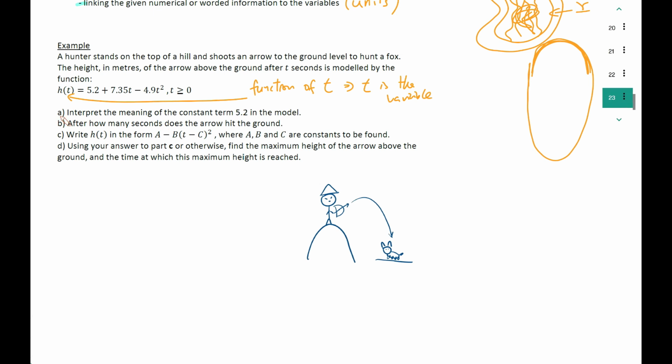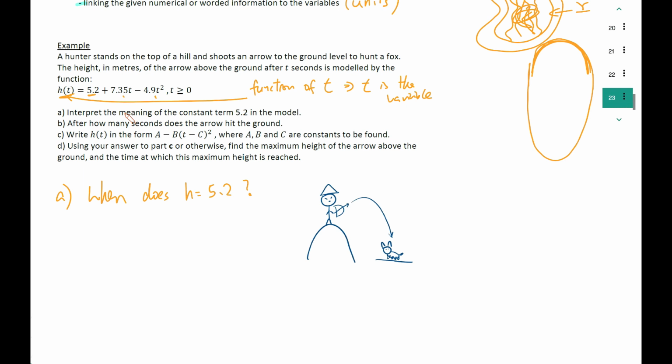Part A. Interpret the meaning of the constant term 5.2 in the model. Now, when would the height equal 5.2? So here's a question. When does h equal 5.2? If you want h to equal 5.2, that means these two terms have to become 0. So how can we make these two terms equal 0? That is when t equals 0.